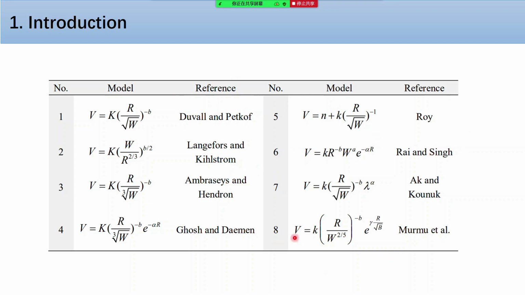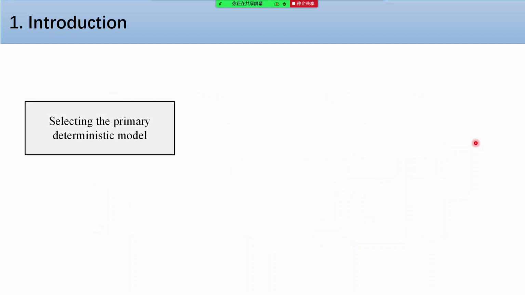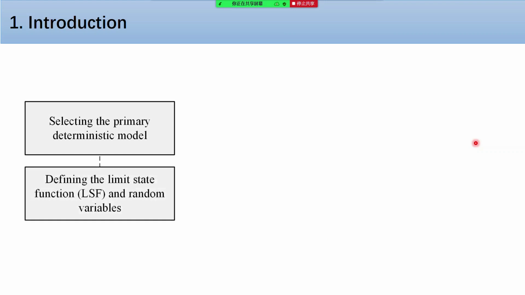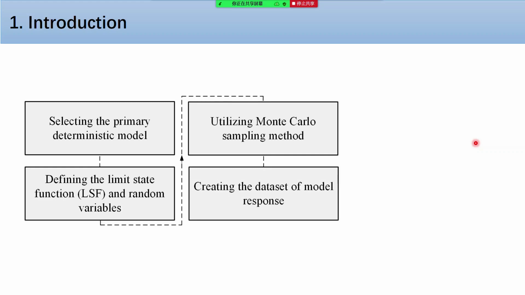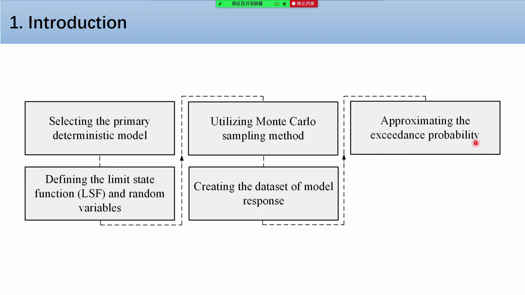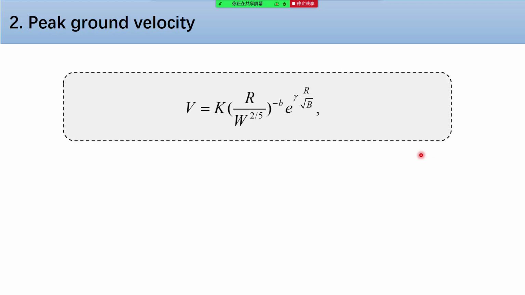So these are just the equations in the literature. But what we are going to do is summarized here. We are going to select a primary deterministic model, and then define something called a limit state function, which is the border of the failure and safety zone. Then we go through the Monte Carlo simulation in order to transfer the deterministic model to a probabilistic model. And then we create a large data set of model responses that we usually call random realizations. We further try to approximate the exceedance probability, and we finally develop something called the exceedance probability curve, which is a really complete definition of probabilistic assessment of ground vibration. Okay, let's dive into it. Here is the relationship that I chose from the literature to represent the deterministic model.